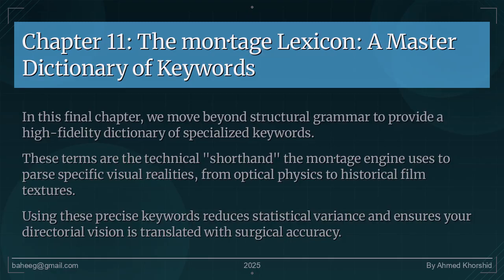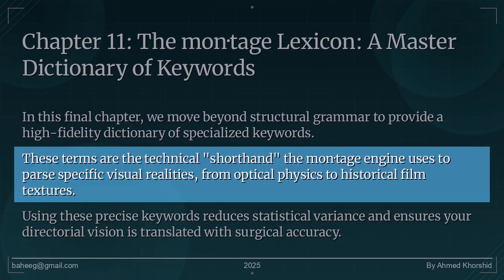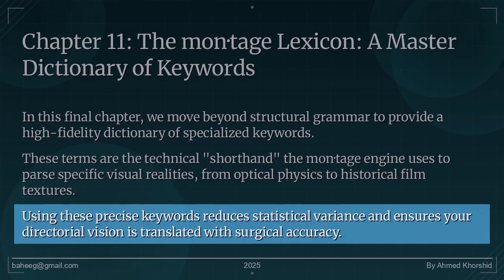Chapter 11, The Montage Lexicon, a Master Dictionary of Keywords. In this final chapter, we move beyond structural grammar to provide a high-fidelity dictionary of specialized keywords. These terms are the technical shorthand the Montage engine uses to parse specific visual realities, from optical physics to historical film textures. Using these precise keywords reduces statistical variance and ensures your directorial vision is translated with surgical accuracy.